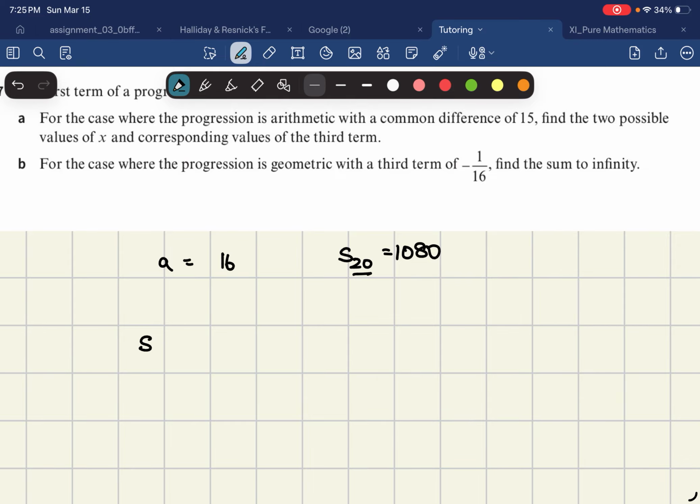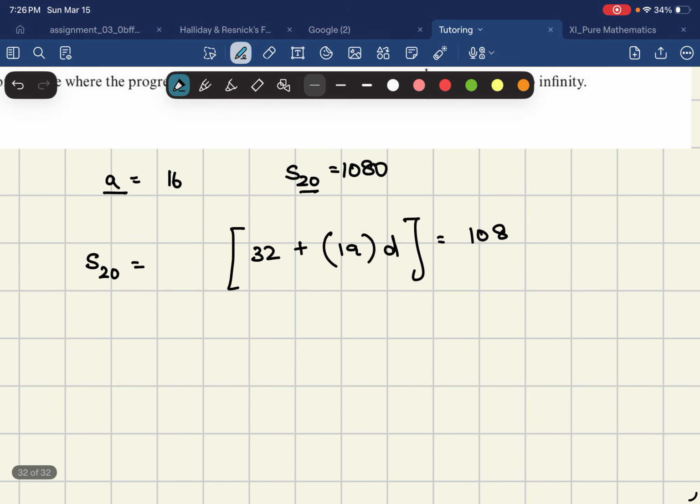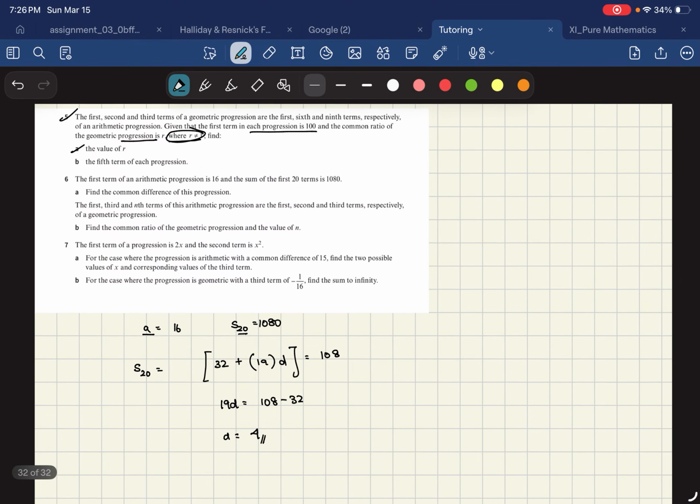So we will use the sum of 20 terms. And that is just 20 divided by 2, right? n divided by 2, times 2a, 2 times 16 is 32, plus 20 minus 1 is 19d. And we know this is equal to 1080. So 20 divided by 2 is 10, and if I divide by 10 on both sides, I get 108 on my right-hand side. So 19d is equal to 108 minus 32. And when you solve for d, 108 minus 32 divided by 19, you get d is equal to 4. So your common difference is just 4.